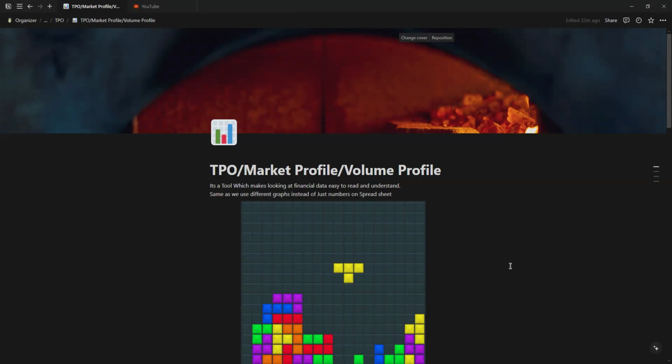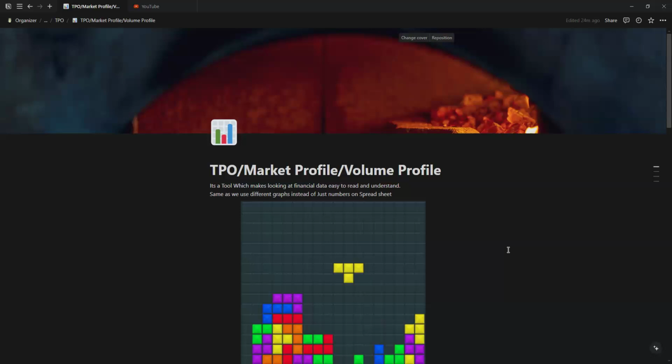Today we will be discussing the basics of market profile, volume profile, and TPO. So, what exactly is a TPO market profile? It's just a simple tool which makes it easier to look at financial data instead of just reading the numbers. Like we used to look at the graphs instead of the numbers. It makes it easy to look at the numbers and the relativeness between the data.